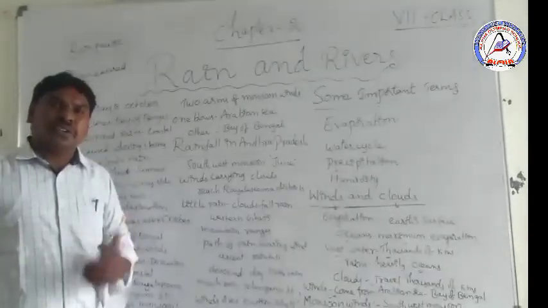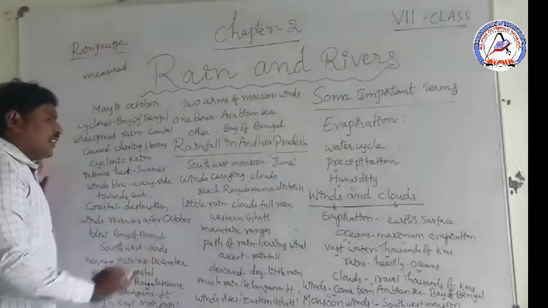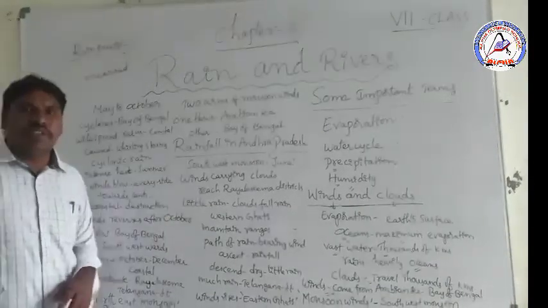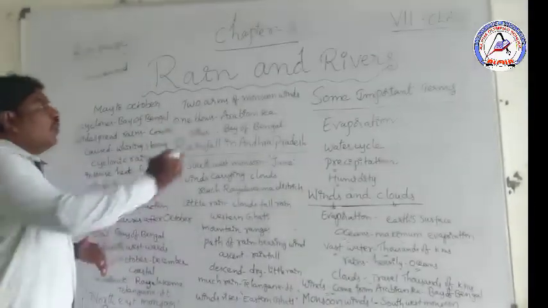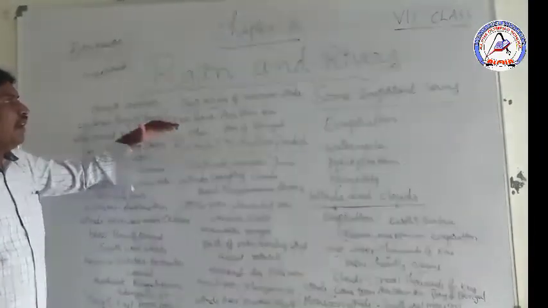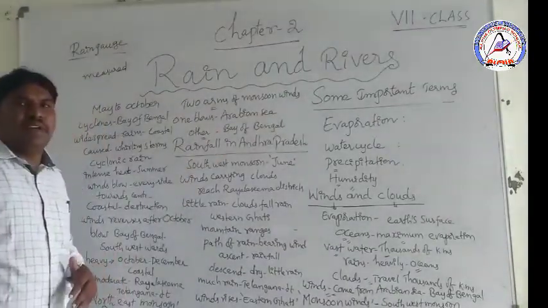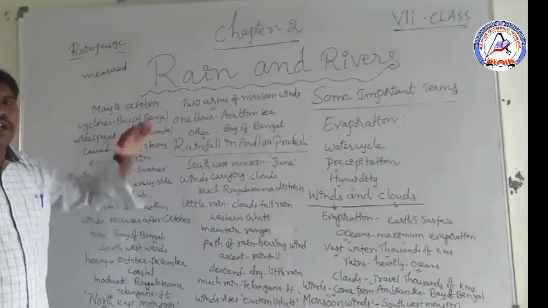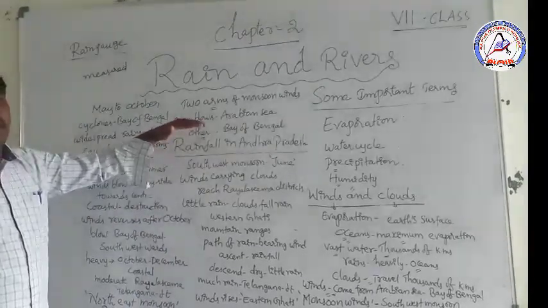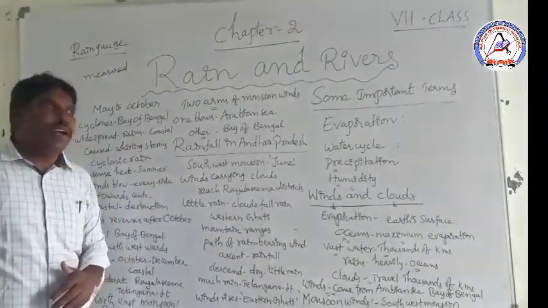From the directions too, we can call it southwest monsoon. So first of all, we can discuss southwest monsoon winds. There are two arms of monsoon winds. One blows from the Arabian Sea, the other blows from the Bay of Bengal. You know that the Bay of Bengal is in the east direction and the Arabian Sea is in the west direction. So one blows from the Arabian Sea in the west, and one blows from the Bay of Bengal, which is the east direction of our India.